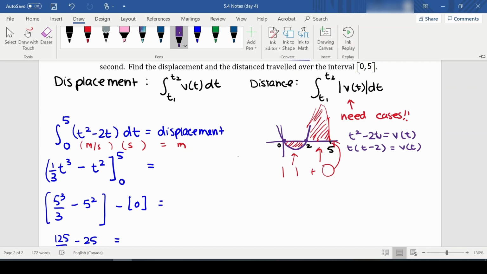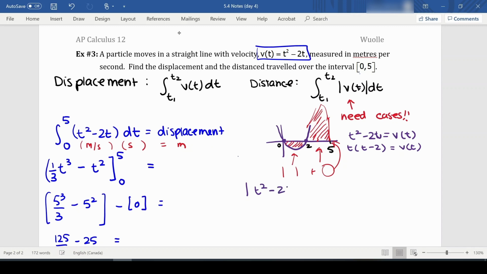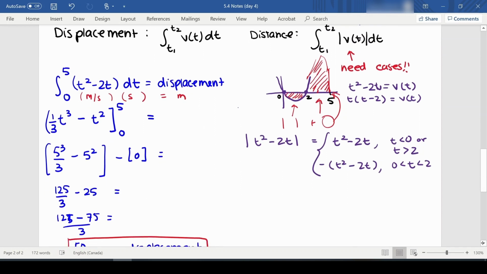If I have the absolute value of t squared minus 2t, this is going to equal t squared minus 2t, the positive version of itself, if t is less than 0 or t is greater than 2, and it's going to equal the negative version of itself if t is between these two values. So when I find the distance, this is going to be the integral from 0 to 5 of the absolute value of t squared minus 2t dt.